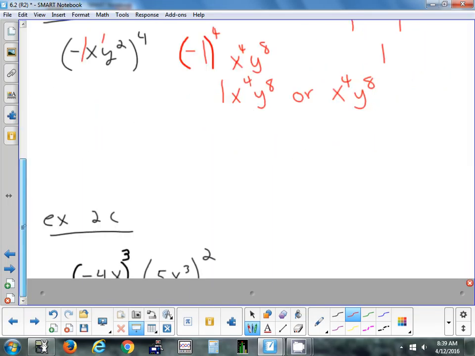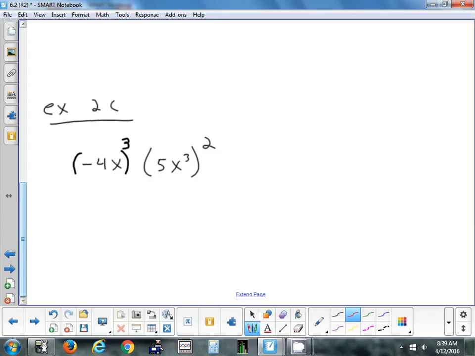I have one more here. Let's do this. All right. So this one now, we have 2 sets of exponents. All right? Again, I got no exponent with the negative 4, I'm going to put a 1. I got no exponent with the x, I'm going to put a 1. I got no exponent with the 5, I'm going to put a 1.